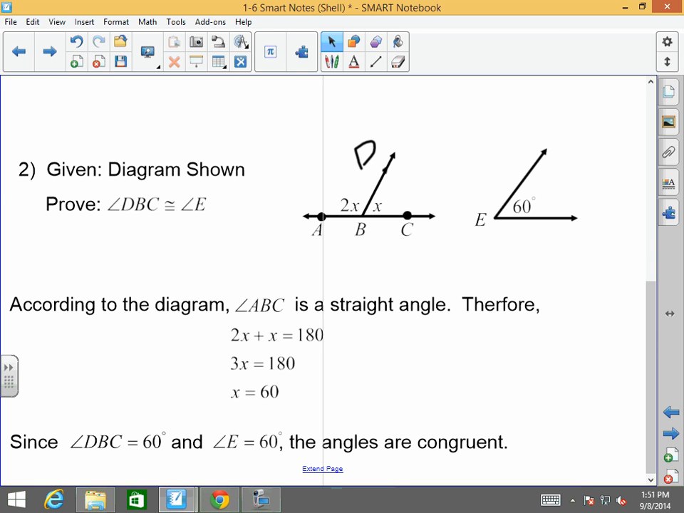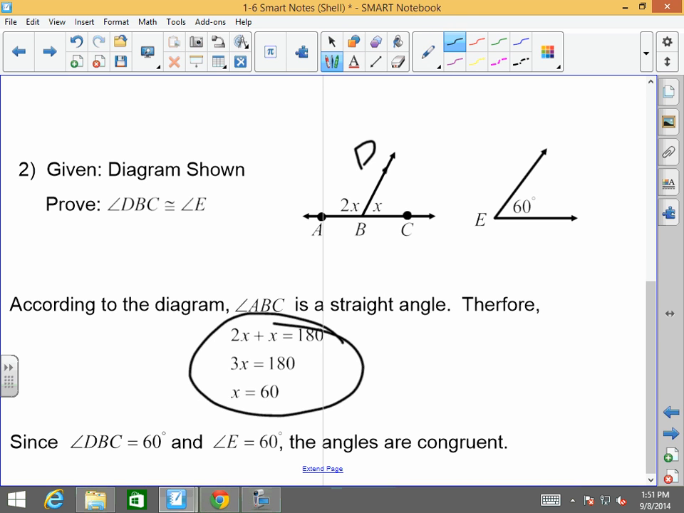You're asking, well, you first have to prove this part. There's no ifs, ands, or buts about that. You have to prove that x equals 60. Once x equals 60, you know the placement of x, it's angle DBC. Since you know that DBC is 60 and angle E is 60, you could say angle DBC is congruent to angle E due to the congruent angle theorem. Or you could just say, since DBC equals 60 and angle E equals 60, the angles are congruent because of the definition of congruency.